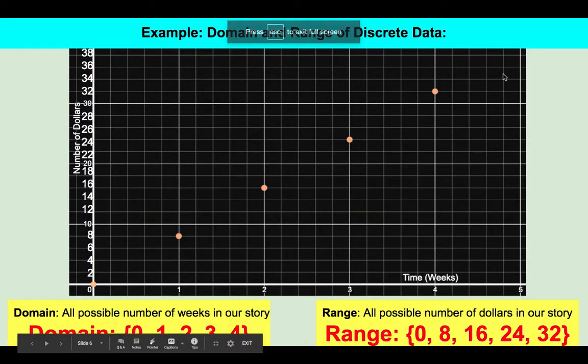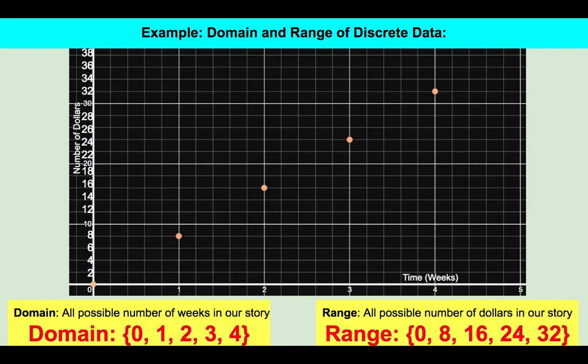We already know how to find the domain and range of discrete data. Discrete means individual points that are not connected. So here the domain will always represent the possibilities of the x values. Here the domain, our x-axis, is labeled as time in weeks. So what were the number of weeks involved in the story of me getting paid my allowance? I started at 0 weeks, then we had 1, 2, 3, and 4 weeks in that story.